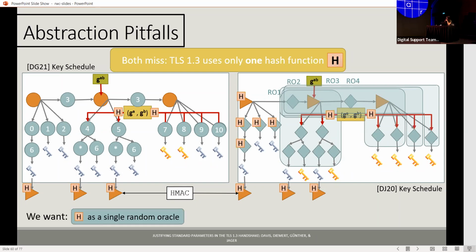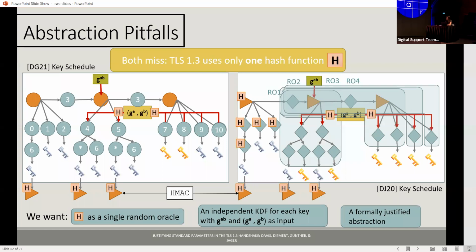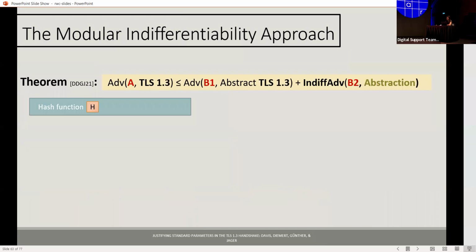In order to use an abstraction that's both realistic and gives us tight bounds, we want to replace H with just a single random oracle everywhere, but also preserve these independent key derivation functions from the Diemer-Jager model. And we want to more carefully justify our abstraction so these issues don't pop up again. We can achieve all of this in the indifferentiability framework. This framework from Maurer et al. allows us to give a bound on the difference between the real TLS protocol and an abstraction of it in the random oracle model.